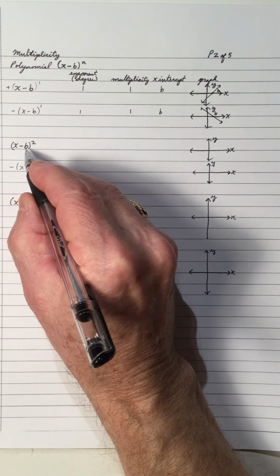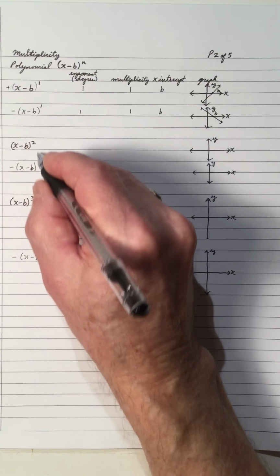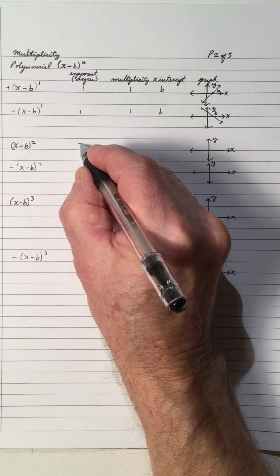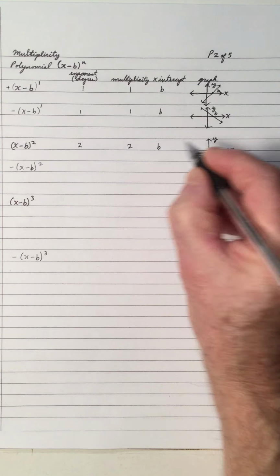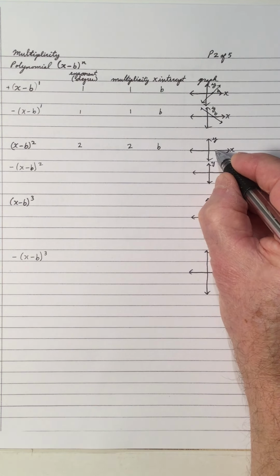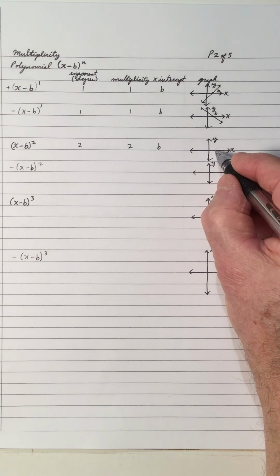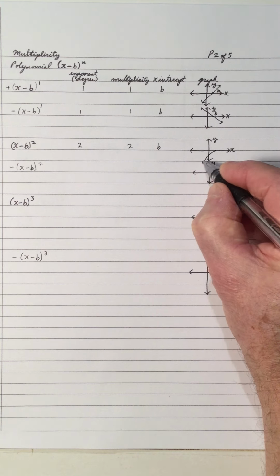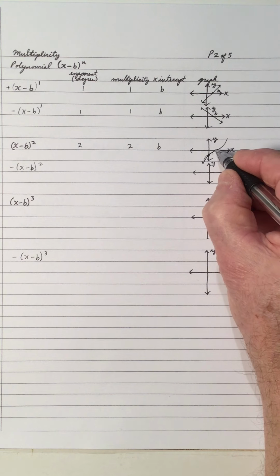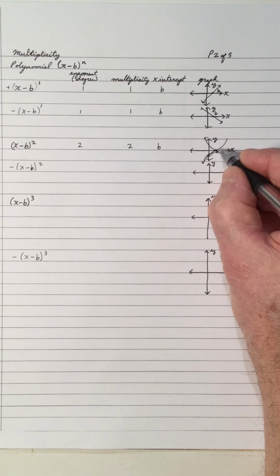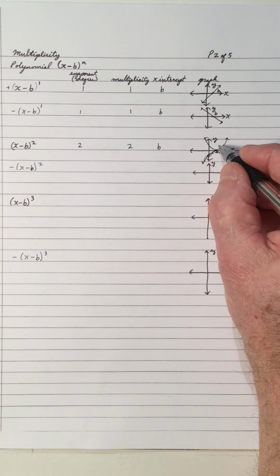Now we have x minus b squared. This is an exponent or degree of 2. The multiplicity is 2. The x-intercept is still b. So let's say b is right here, but because it has a multiplicity of 2, it is said to be tangent. So it does this, it opens upward. Oh, my mistake, I'm going to put it going downward then. So the parabola opens up from the x-intercept of b.